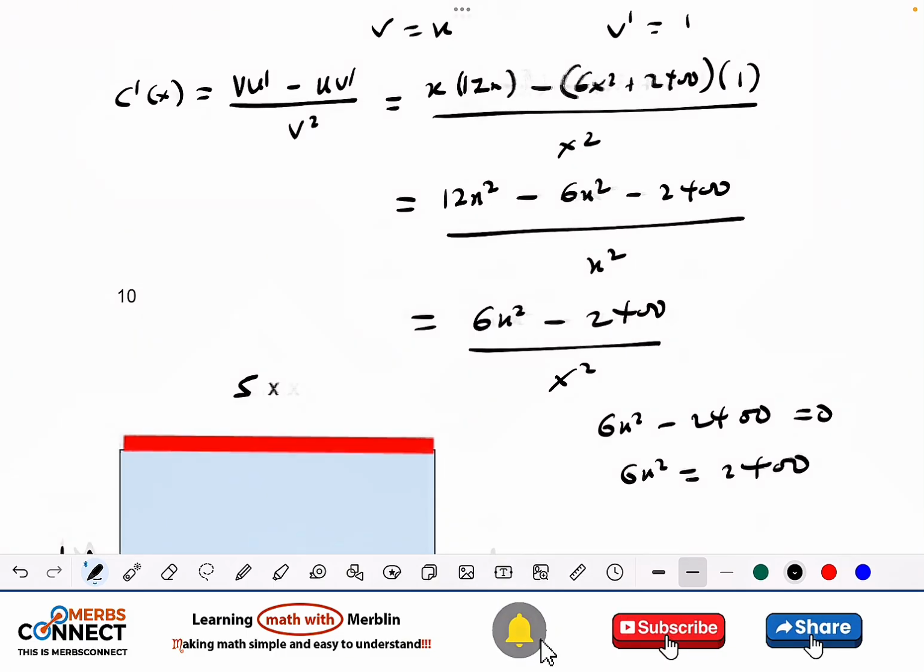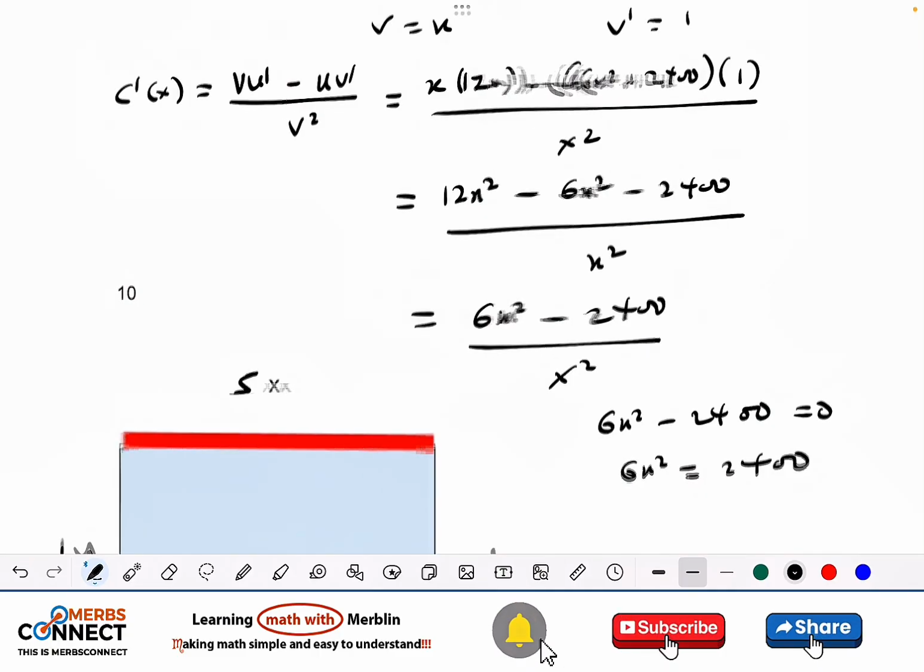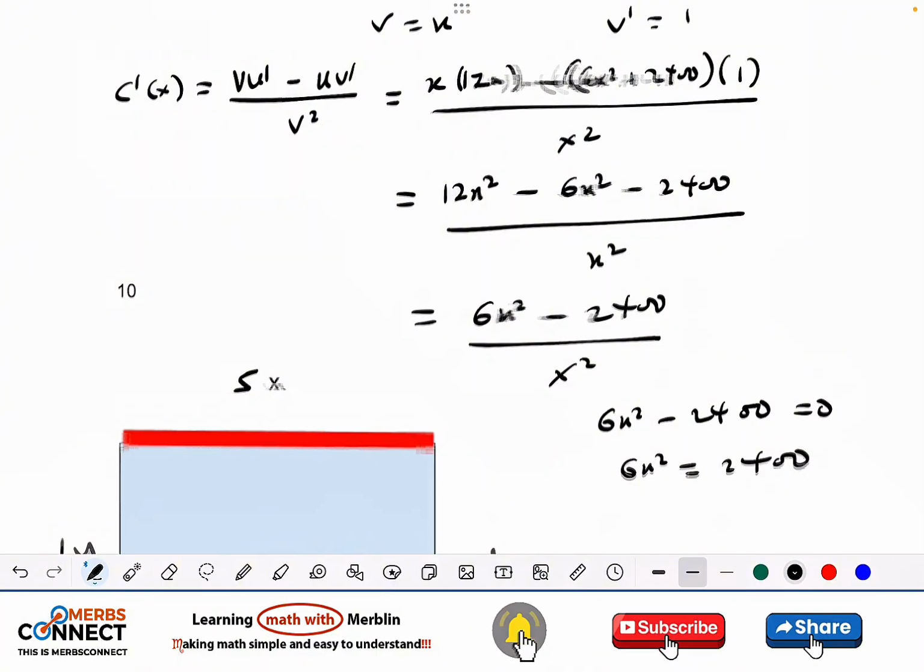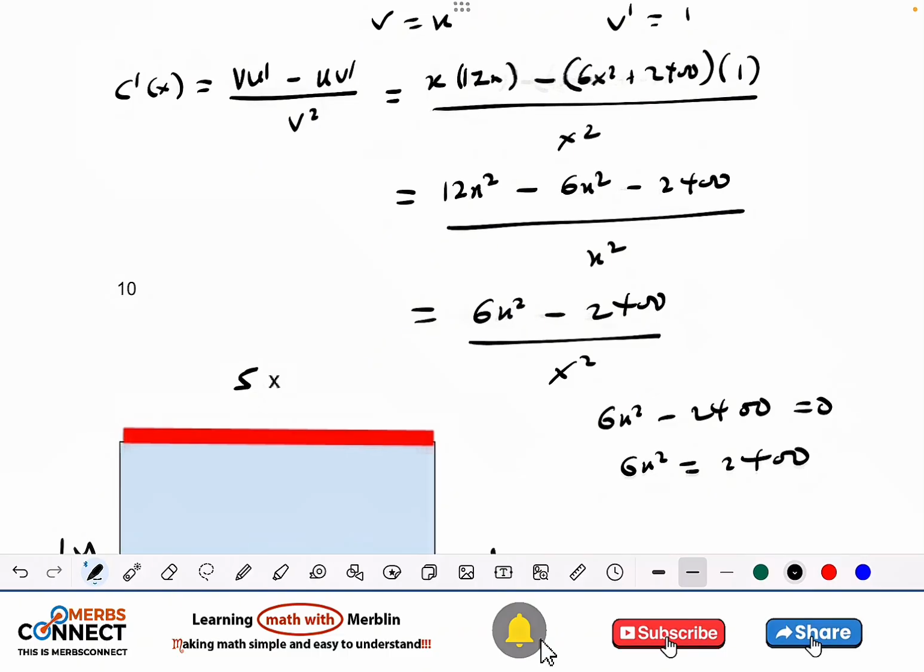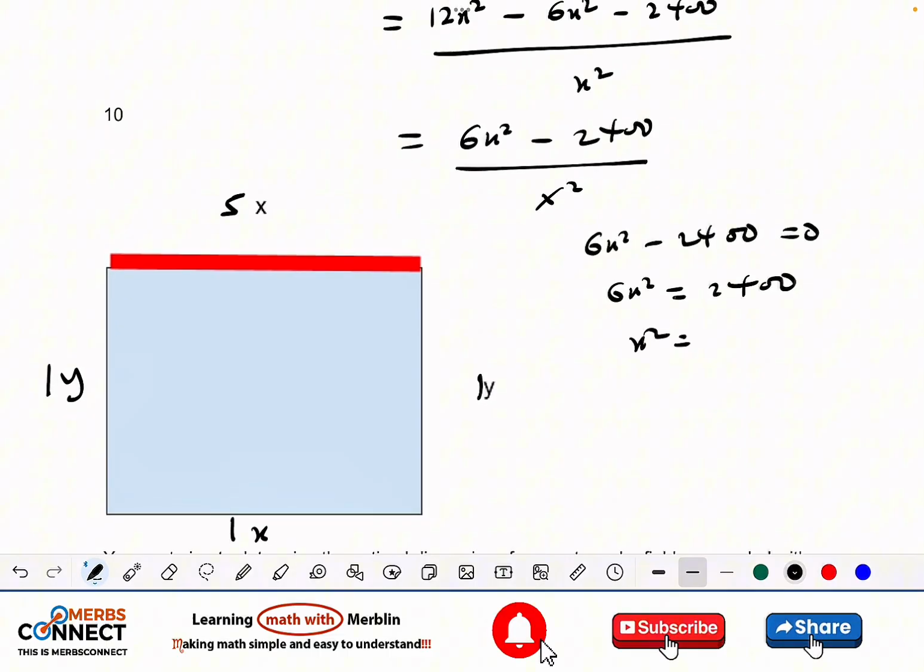So now let's divide the top by 6. 6 times what is going to give us 24? I think 6 times 4, right? So when I divide this one by 6, I'm going to have x squared equal to 400. And then what is the square root of 400?